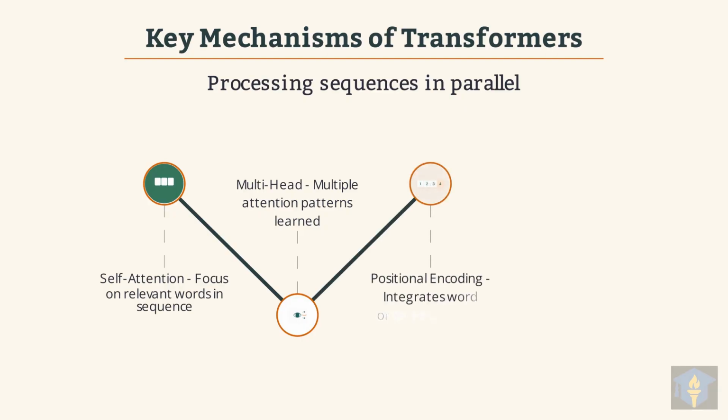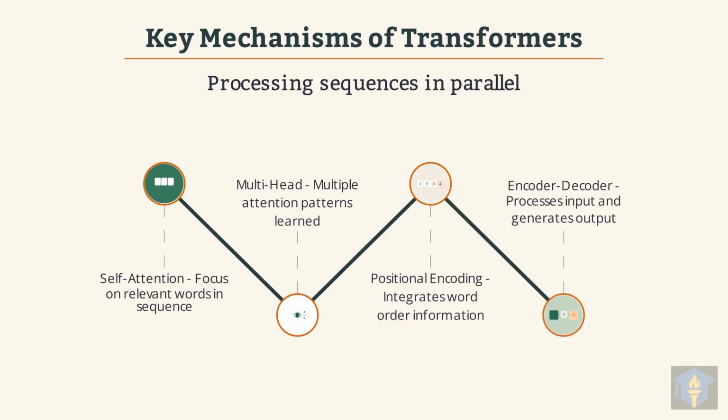Positional encoding is crucial because it integrates information about the order of words into the model's understanding. The encoder-decoder architecture processes input sequences and then generates the desired output based on that understanding.